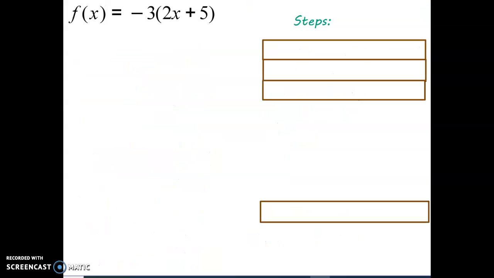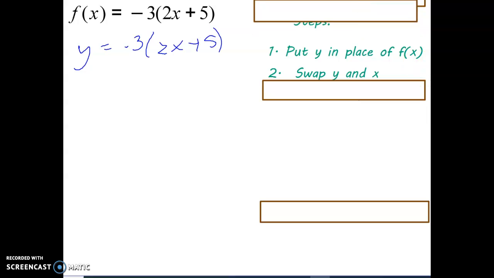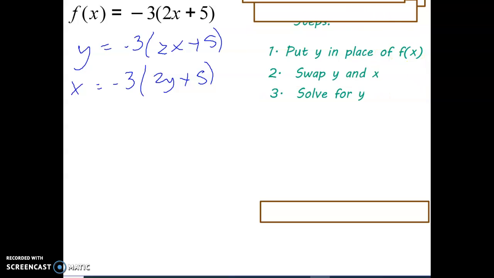Okay, last one. I thought we'd end on something a little bit easier. All right, let's see what we can do for this one. Let's put y in place of f of x. Okay, now let's swap out the x and the y. Okay, now let's see what we need to do to get y by itself.